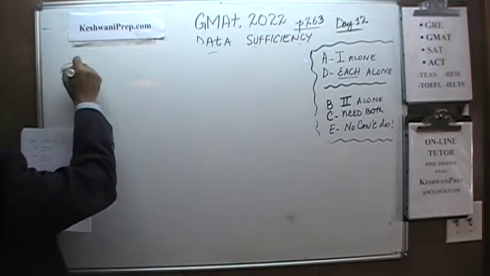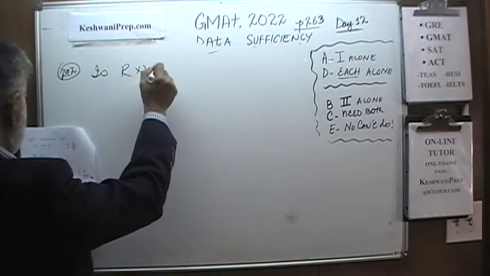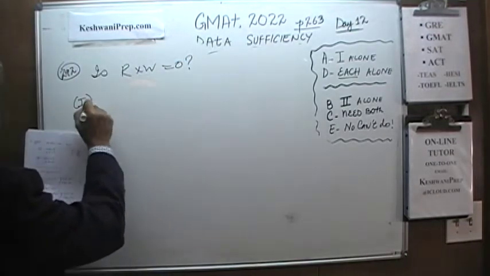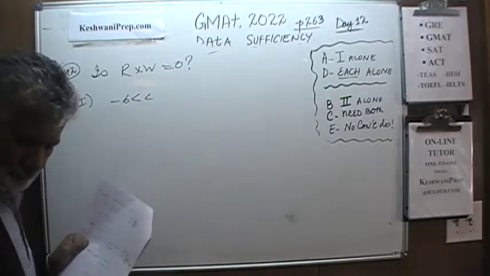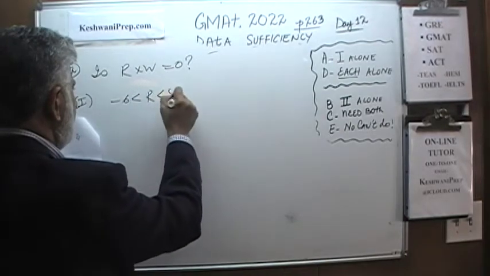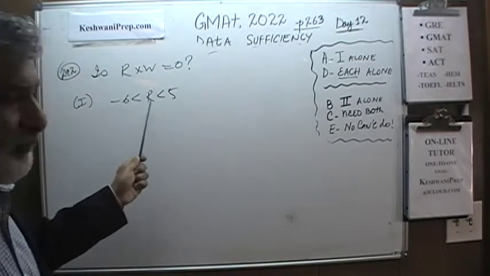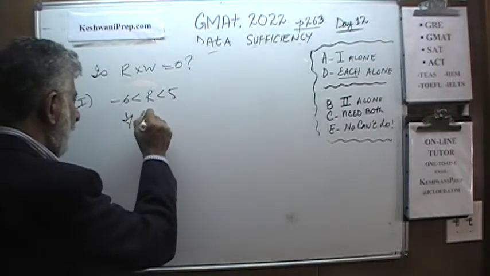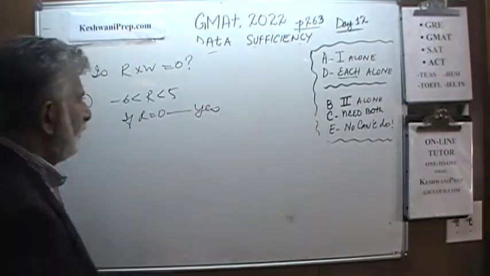292. In 292, we are being asked, is R times W equal to 0? The first statement tells us that R is between negative 6 and 5, which means it can be any value between negative 6 and 5, which means that if R happens to be 0, then the answer is yes.